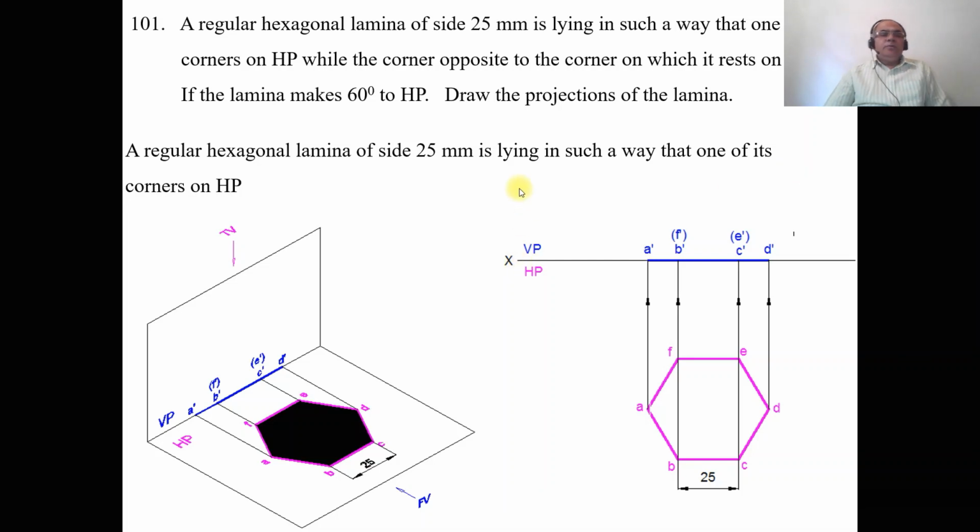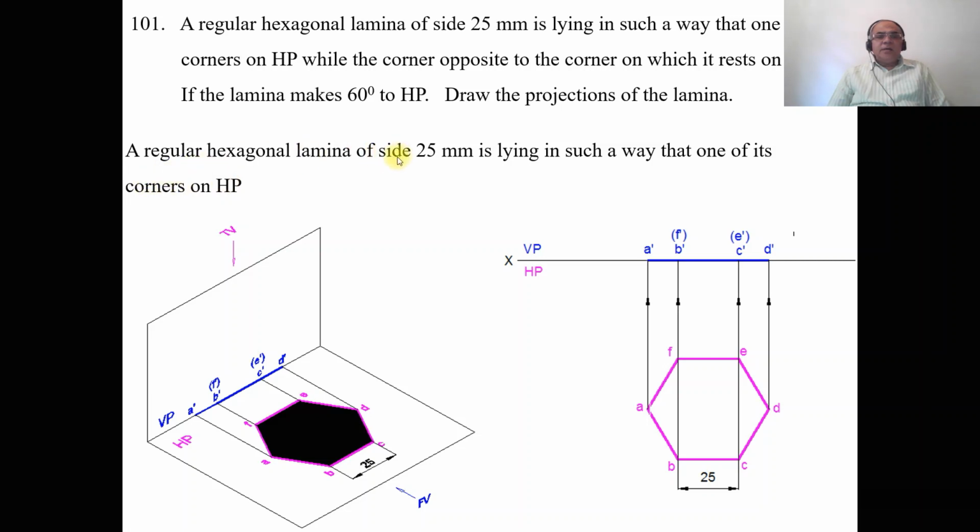In this video, we are going to discuss one more problem on projections of laminas, how to analyze this problem and also solve it by using the sketchbook. The problem number 101 reads: a regular hexagonal lamina of sides 25 mm is lying in such a way that one of its corners is on HP, while the corner opposite to the corner on which it rests is on VP. If the lamina makes 60 degrees to HP, draw the projections of the lamina.